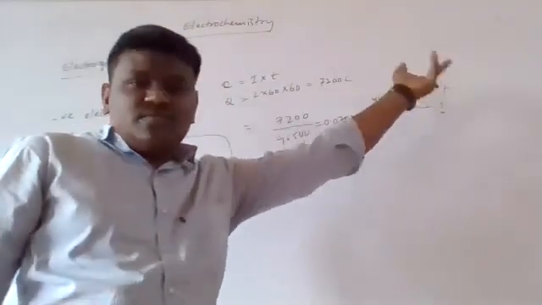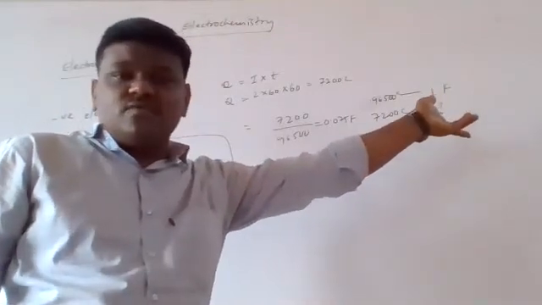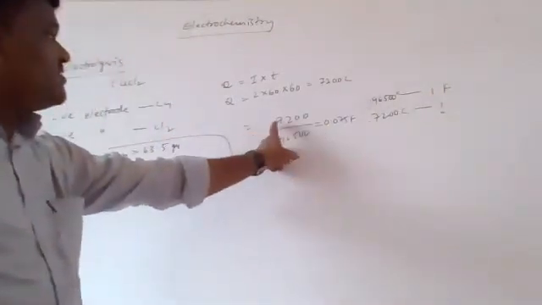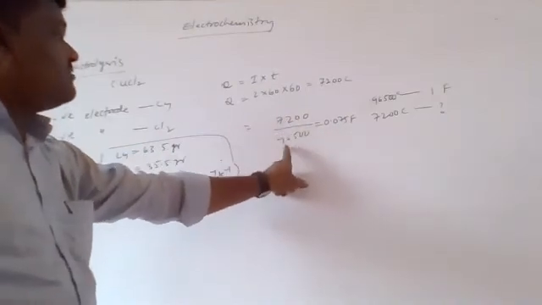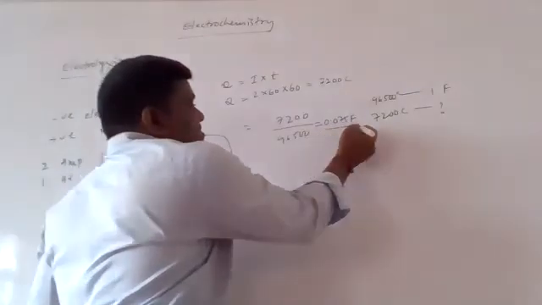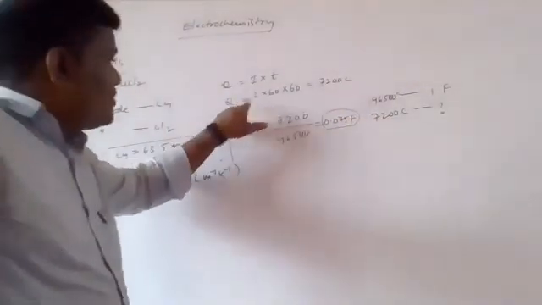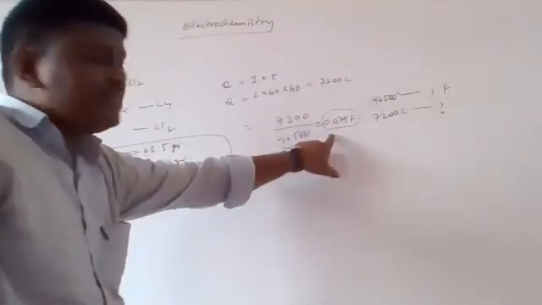96500 is equal to 1 Faraday, so 7200 coulomb is equal to how many Faradays? Cross multiplication: 7200 upon 96500 is equal to 0.075. It is compulsory to convert into Faraday, so here we get coulombs and convert coulombs into Faraday.